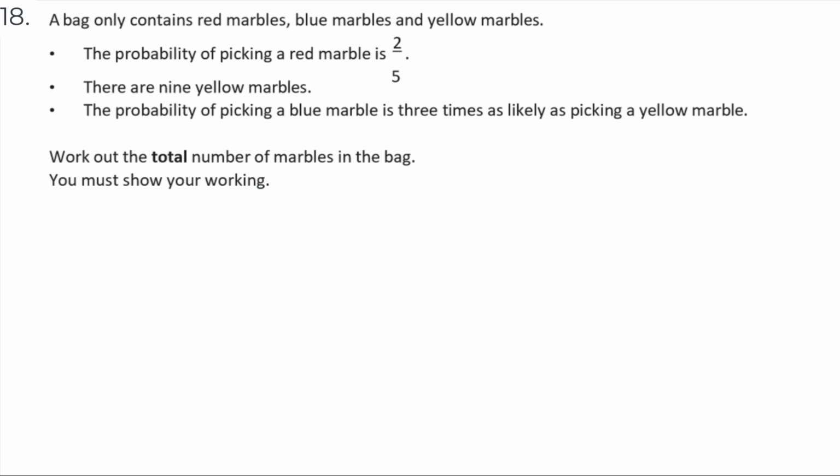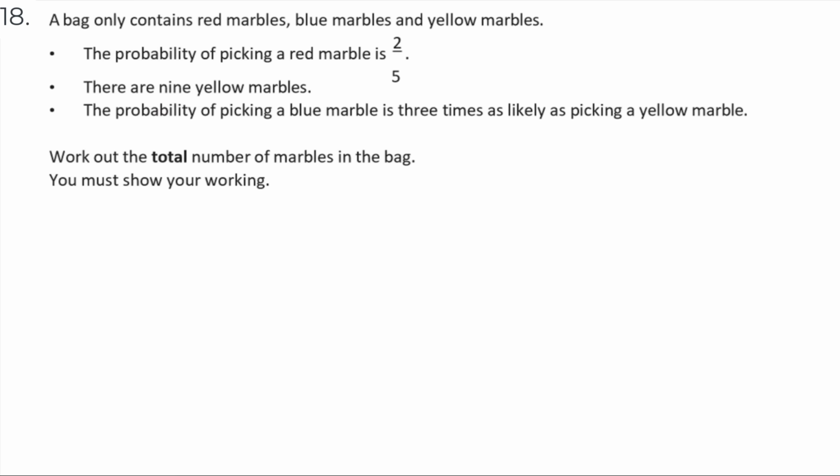Okay. Question 8. A bag only contains red marbles, blue marbles, and yellow marbles. The probability of picking a red marble is 2/5. There are 9 yellow marbles. The probability of picking a blue marble is 3 times as likely as picking a yellow one. Work out the total number of marbles in the bag. You must show your working.